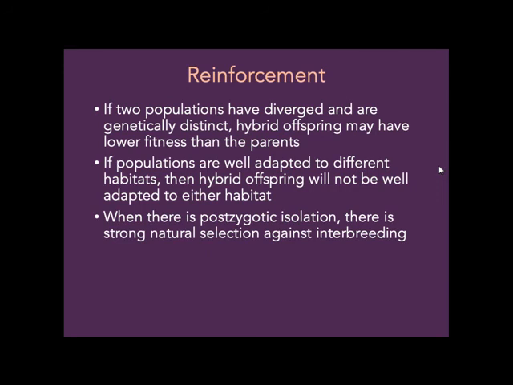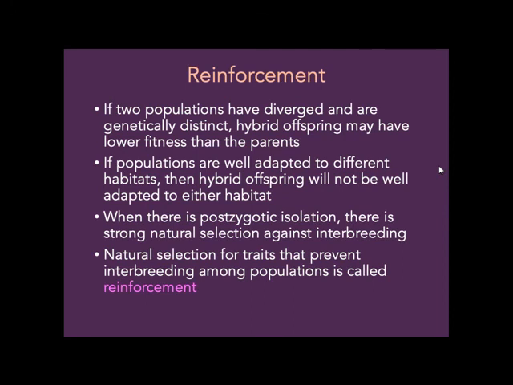When there's postzygotic isolation, there can be strong natural selection against interbreeding between distinct populations. And so there is natural selection for traits that prevent interbreeding among populations, and that's called reinforcement. If you have behavioral mechanisms that allow species to distinguish one species from another and avoid mating with them, this would be a mechanism of reinforcement. And this is probably a trait that arose by natural selection because over time individuals who didn't have the ability to distinguish between their species and another species ended up having all offspring that died, and so the genes that help individuals distinguish between species spread over time.